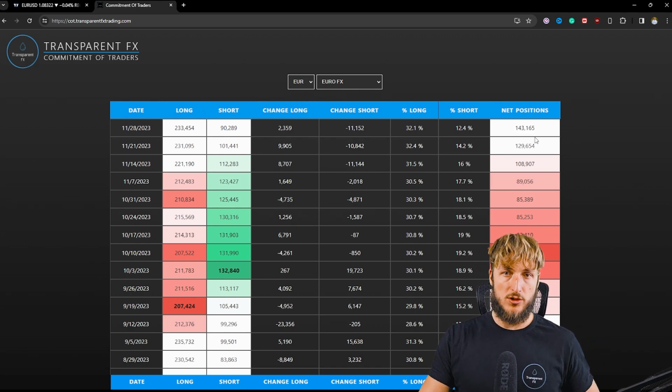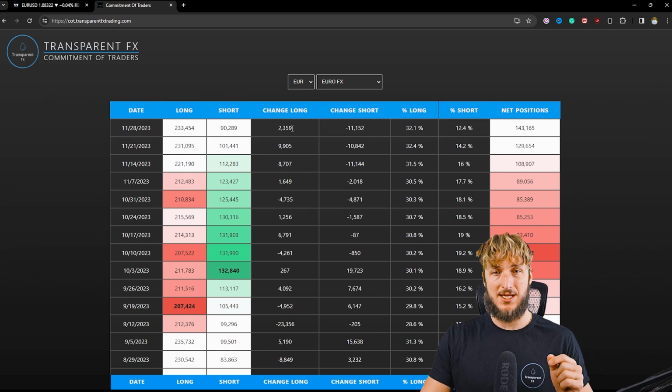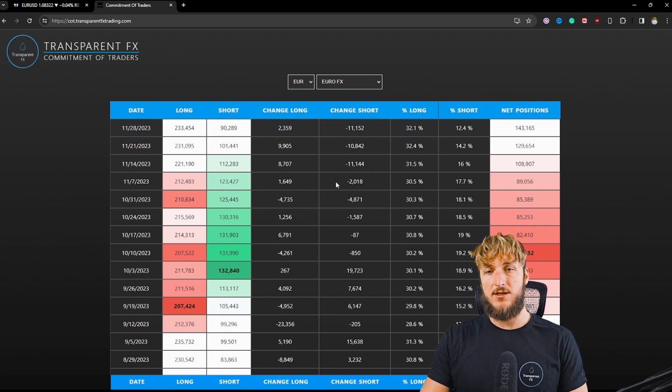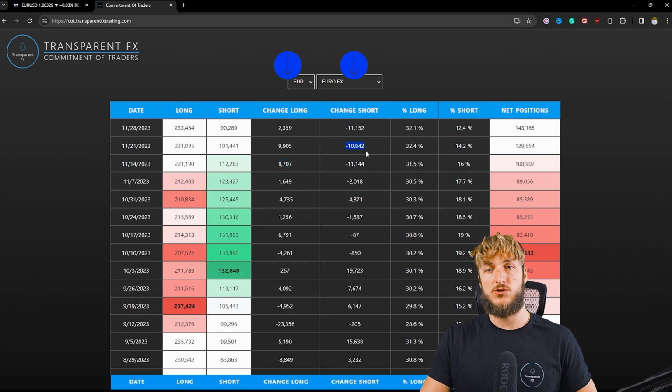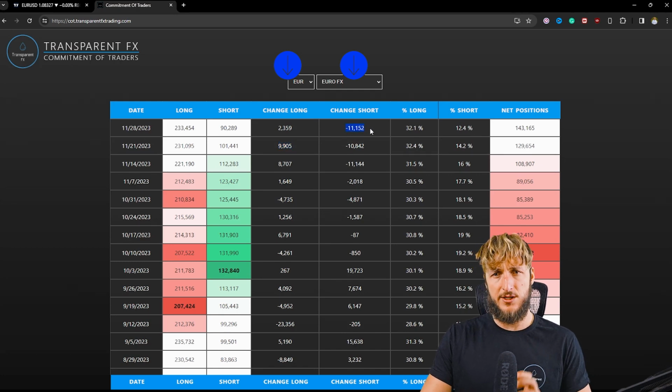What we can also notice is that with the last reports, we can see a massive amount of shorts getting closed and at the same time longs getting added. We see in fact here 2,000 shorts closed, 1,600 longs getting opened, 11,000 shorts closed, 8,700 longs getting opened, another 10,800 shorts closed, and 9,900 longs opened. And with the very last report, we can see here 11,100 shorts closed and 2,300 longs added.